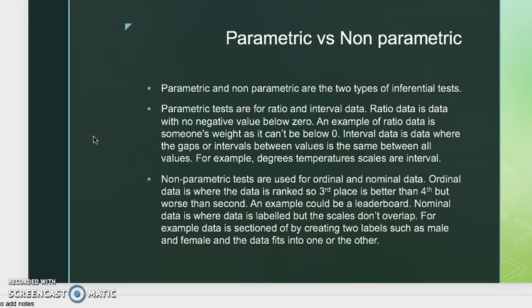Parametric versus non-parametric data. Parametric and non-parametric are two types of inferential tests. Parametric tests are for ratio and interval data.